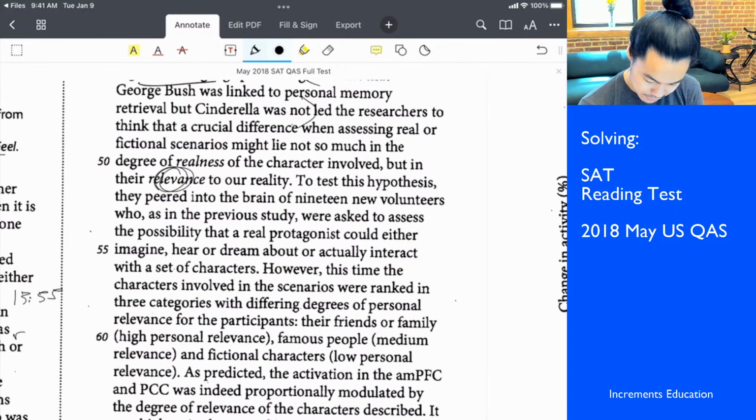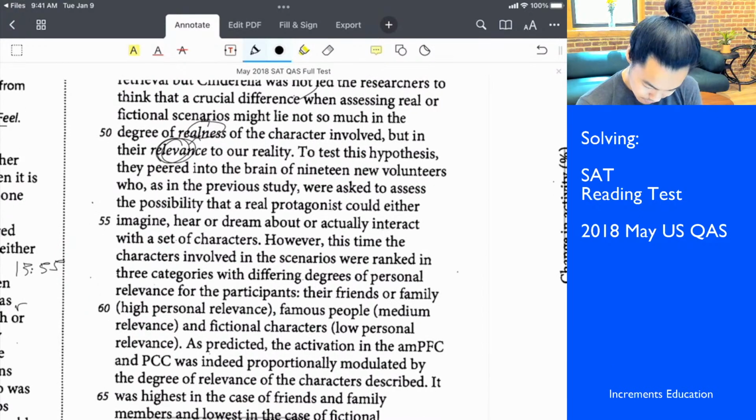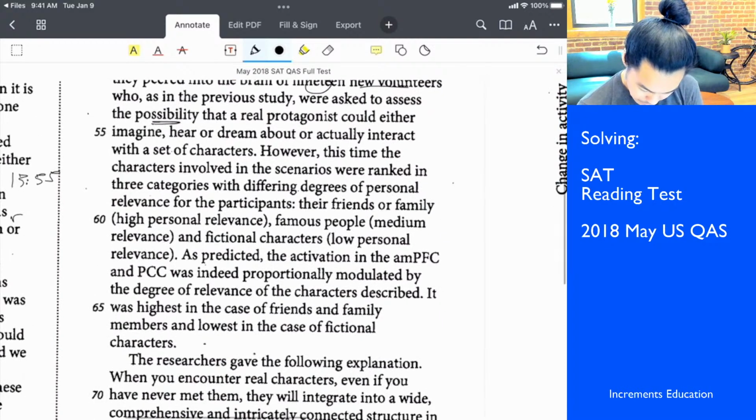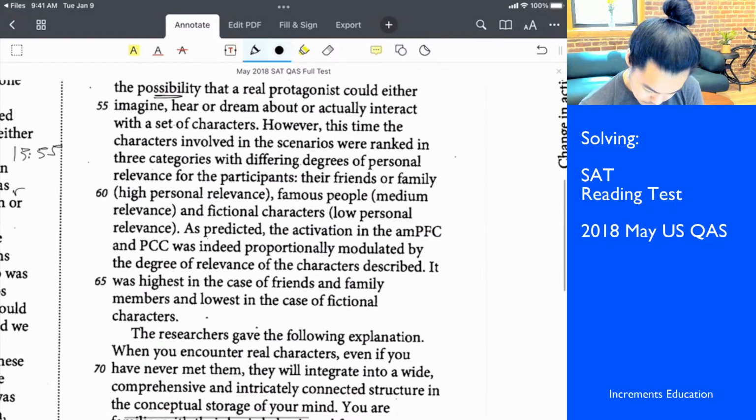Relevance. Okay, interesting. Not realness, but relevance. Okay, so they have a second experiment now. Put the brain of 19 volunteers. Possibility. Okay, cool. However, this time the characters involved in the scenarios were ranked in 3 categories.